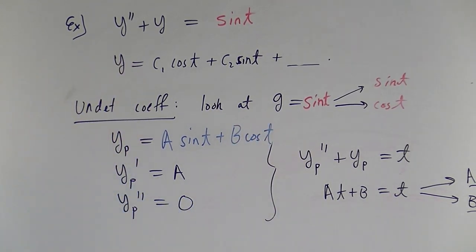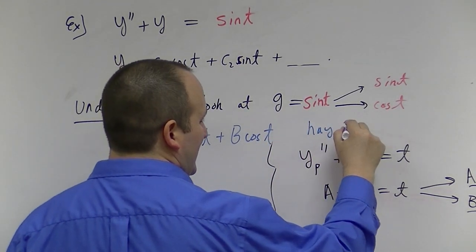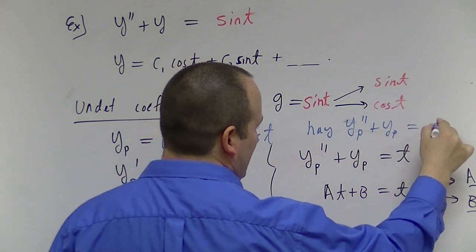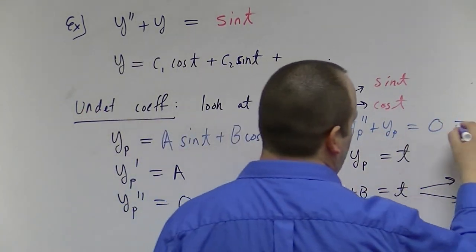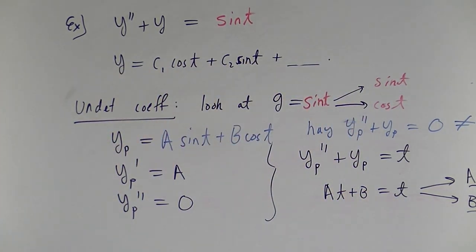But that seems like a really bad guess, because if you plug that back into the differential equation, this has y_p'' + y_p = 0, which of course is not equal to sine t, most anyway. That seems like a really bad choice of particular solution. How do you avoid this? How do you modify the naive guess?